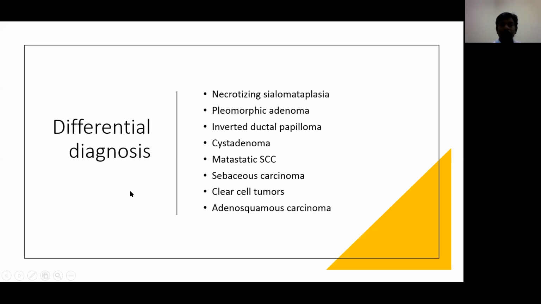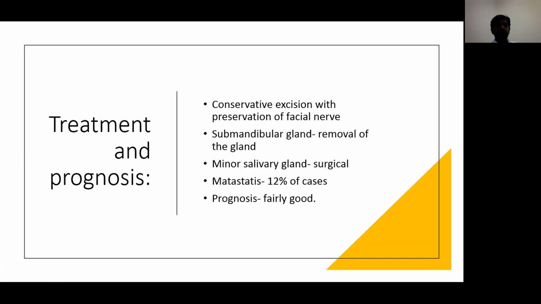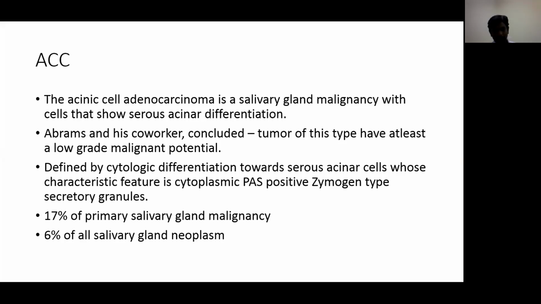Differential diagnosis: necrotizing sialometaplasia, and adenocarcinoma with squamous metaplasia can mimic this, and sometimes adenocarcinoma also can have this kind of cystic areas that also can confuse you for mucoepidermoid carcinoma. Metastatic squamous cell carcinoma with cystic degeneration can also mimic mucoepidermoid carcinoma. So we have to be careful when interpreting these tumors. Okay, treatment: conservative excision with preservation of the facial nerve is recommended, and metastasis is seen in 12% of the cases. The overall prognosis is fairly good, even though it is a carcinoma. Overall prognosis is fairly okay.